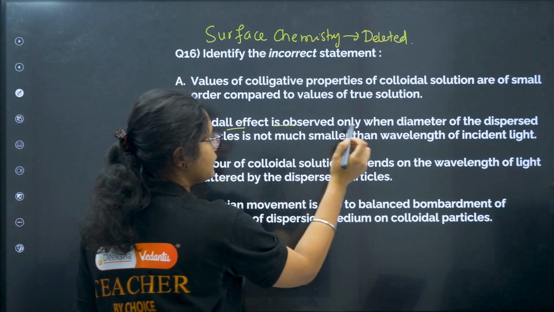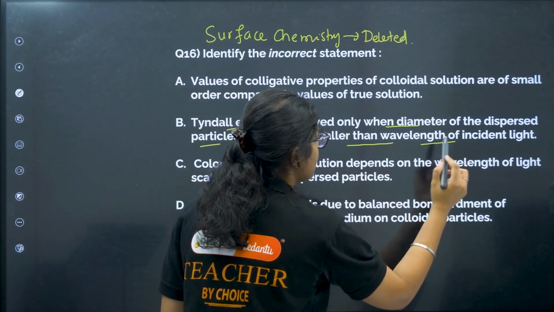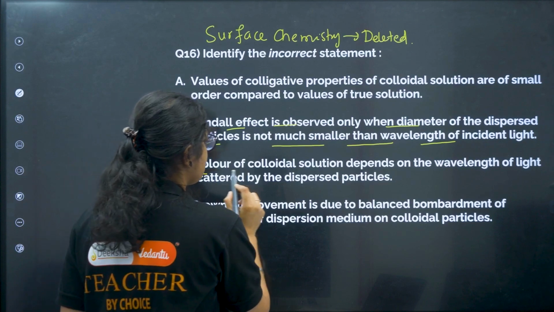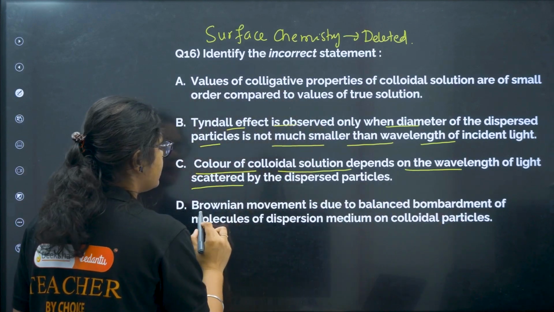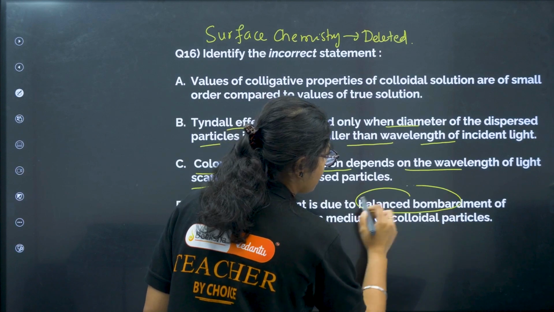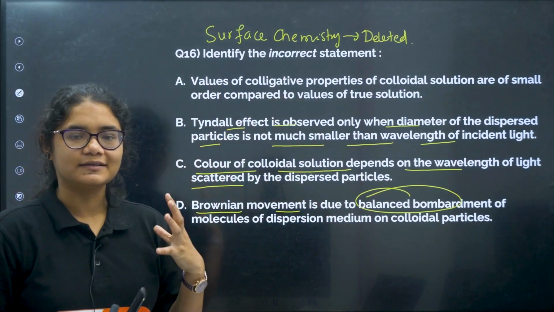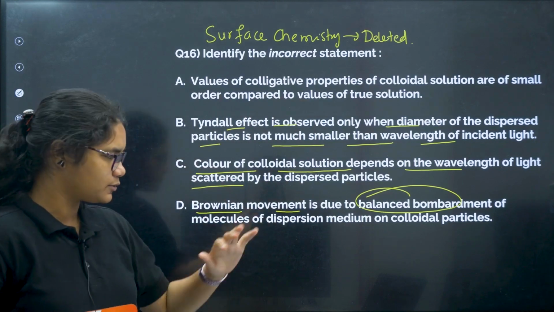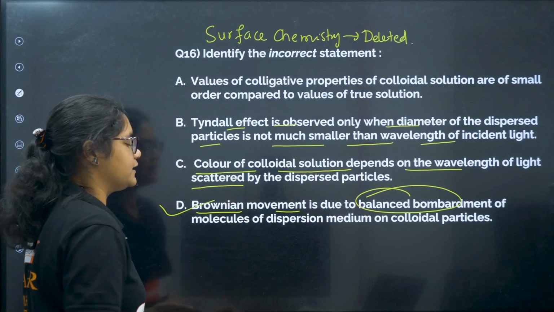Tyndall effect is observed only when the diameter of the dispersed particles is not much smaller than the wavelength of incident light. This is also a correct statement. Color of the colloidal solution depends on the wavelength of the light scattered. Brownian movement is due to the balanced bombardment. If you have studied Brownian movement in your junior classes, you might know that it is a very random movement of particles. There is no balanced movement in Brownian movement, so that is why this is the incorrect statement.